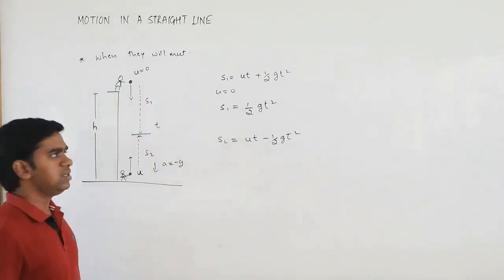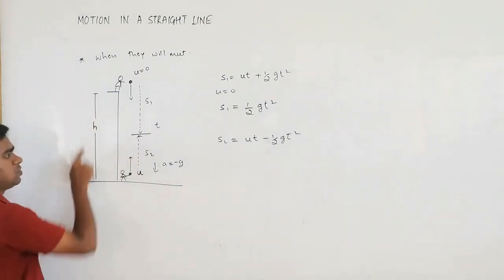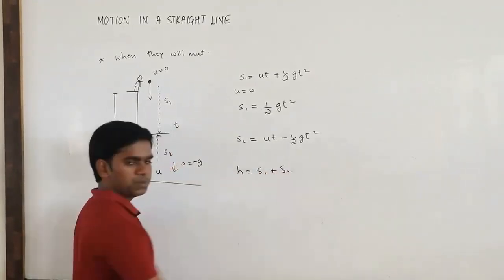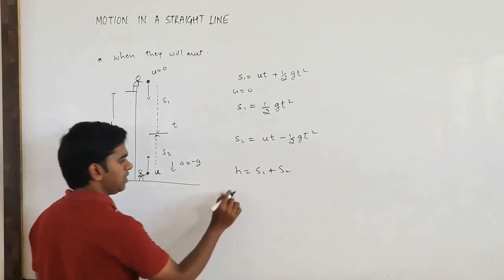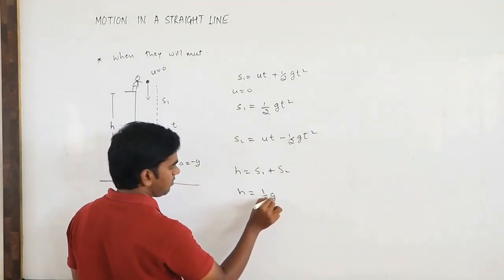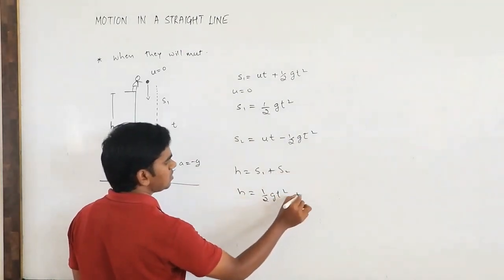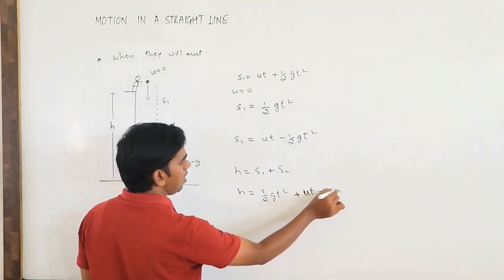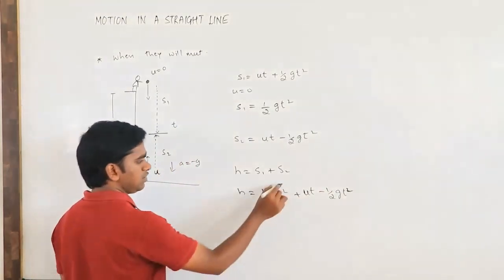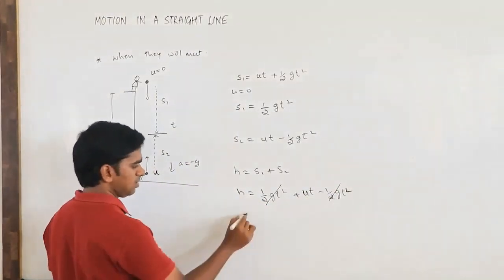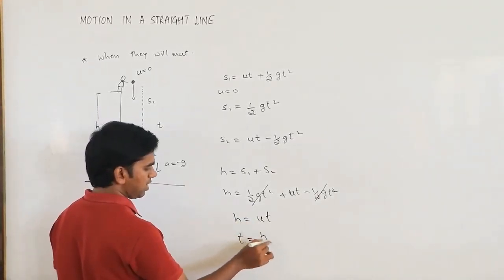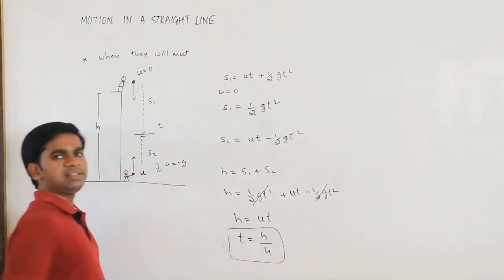See here, S1 plus S2 equals H, the total height. So H equals S1 plus S2. S1 is half gt square and S2 is ut minus half gt square. Half gt square minus half gt square gets cancelled. So H equals u into t, and time t equals H divided by u.